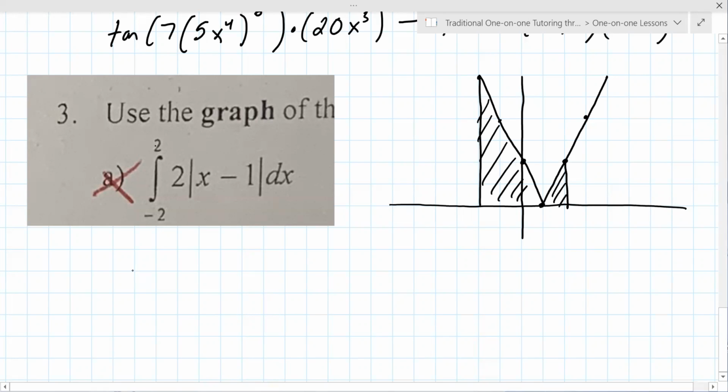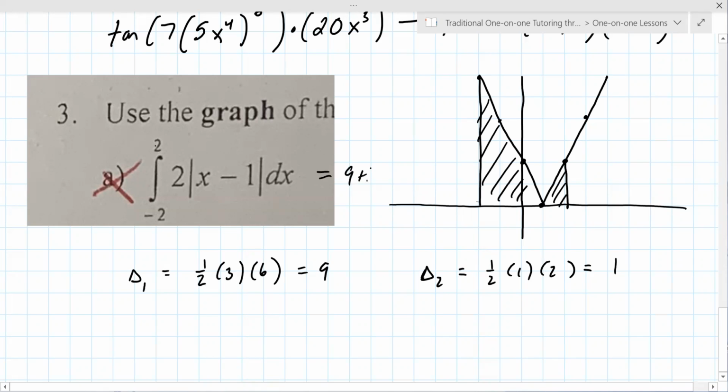Triangle number one on the left is 1/2 base times height. The base is 3 and the height is 6, so that's 9. Triangle number 2 has a base of 1 and a height of 2, so it has an area of 1. So the answer is 9 plus 1, which is 10. They're saying just find the area under the curve by graphing it and recognizing the geometric shape, which could be a triangle, trapezoid, rectangle, or circle.